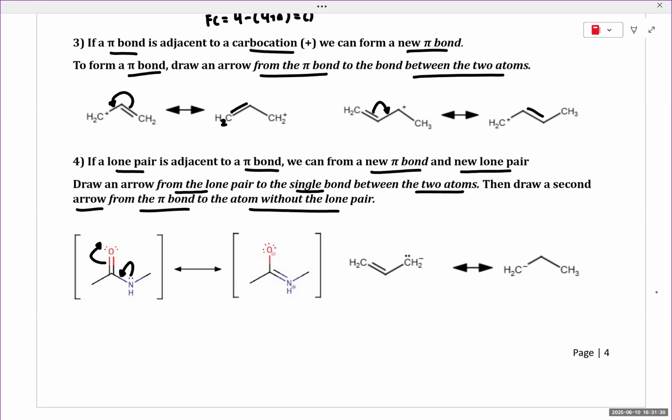Let's practice this. In this case now, if we have a lone pair adjacent to a pi bond, such as in this allyl anion, we can push this lone pair down to make a new pi bond and break our original pi bond to generate a new lone pair.